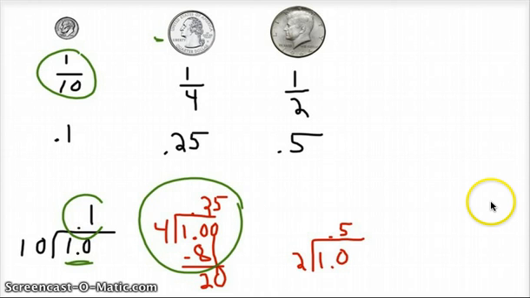Here's a 50 up here. It's 50 cents, or it's 5/10, but we know money goes to the hundredths place, so we write it like that. As a fraction, it would be 50 hundredths, which would reduce to 5/10.